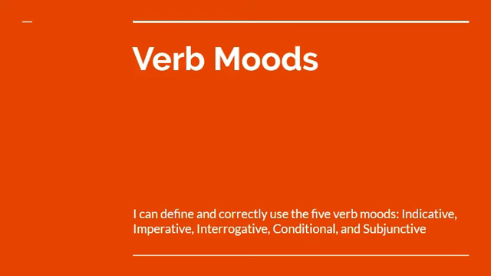So today's topic is the 5 verb moods: indicative, imperative, interrogative, conditional, and subjunctive. And if you've never heard of moods before in grammar, don't worry, because it's not as strange or as difficult as it might sound.